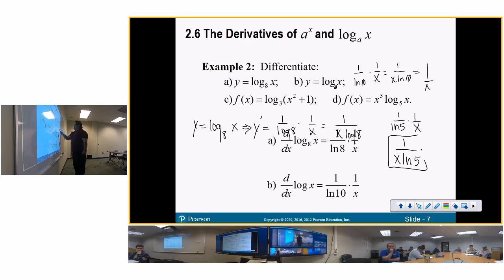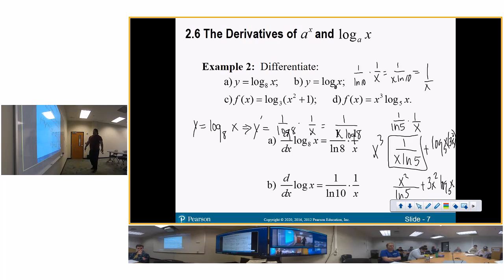And that would be first times the derivative of the second plus the second. That's going to be log of 5x times the derivative of the first, which would be 3x squared. So that's going to be x cubed over, and that will cancel. So it'd be x squared over natural log of 5 plus 3x squared log base 5 of x.